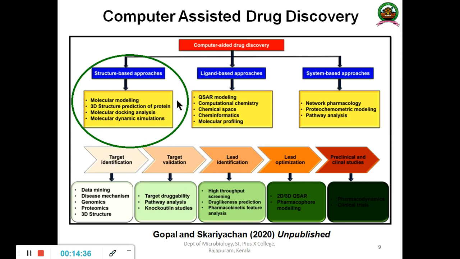The structure based approach, there are so many modeling aspects: the prediction of structures, docking studies and molecular dynamics simulation studies, QSAR modeling, computational chemistry and chemoinformatics, molecular profiling, network pharmacology, network analysis, so complex. That is why I said we can use computational biology for this particular study, and you will be able to implement computational biology for the rapid screening of molecular targets.